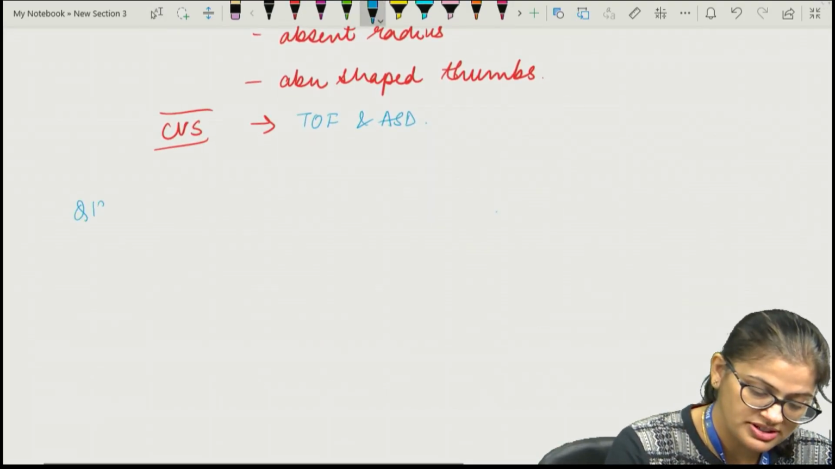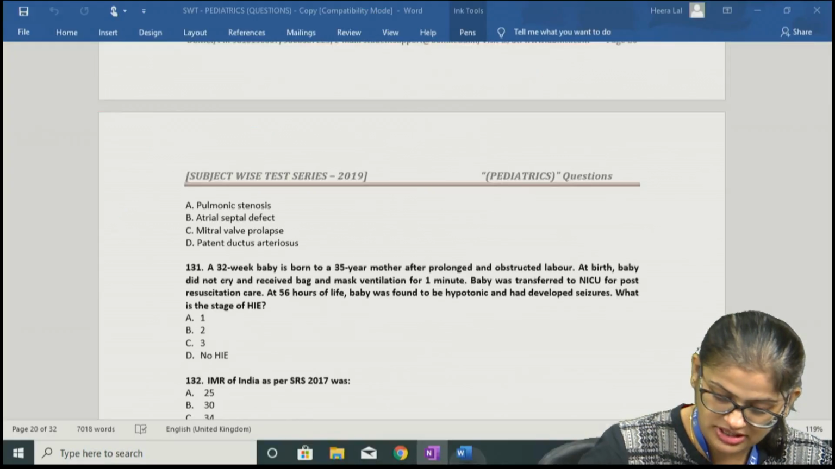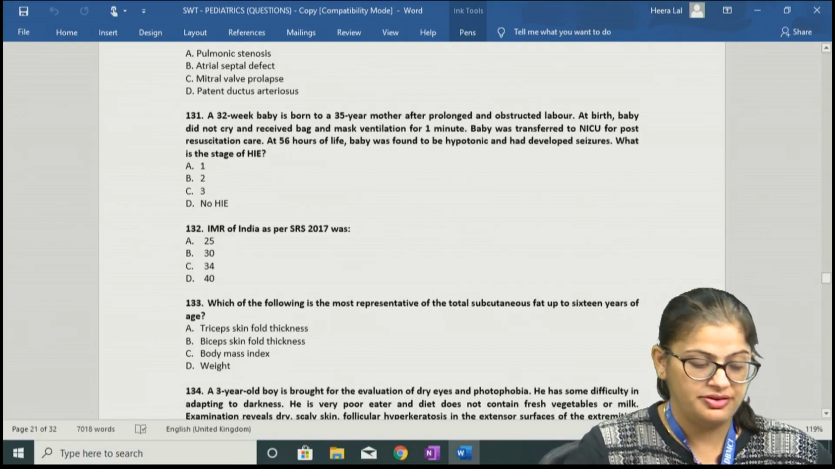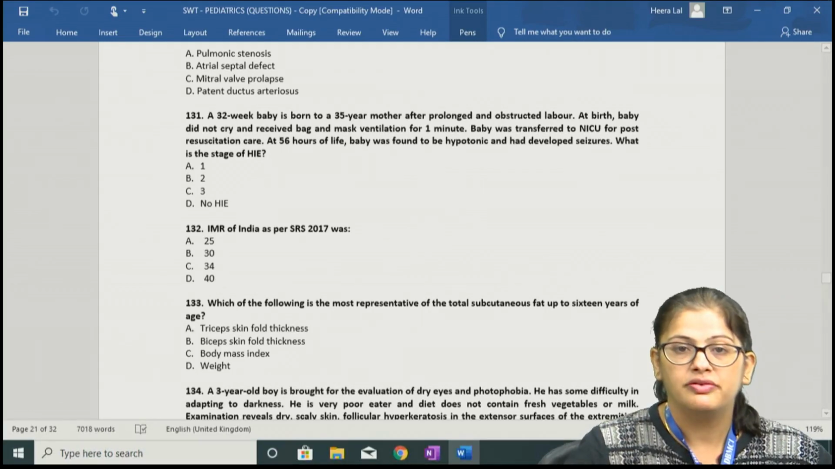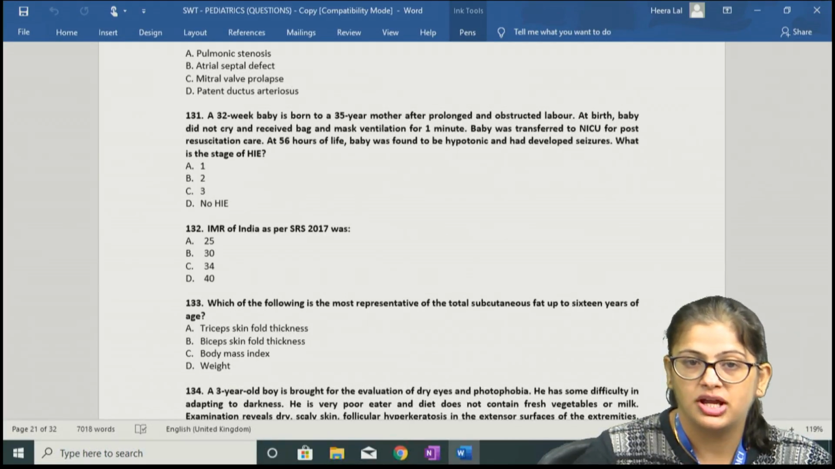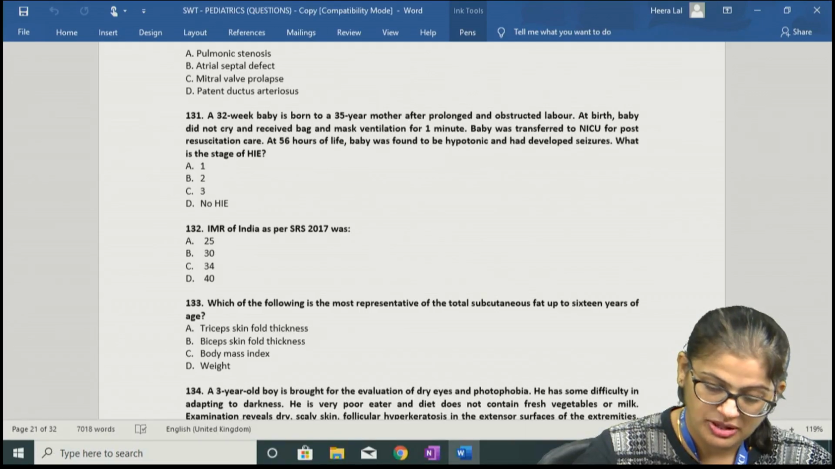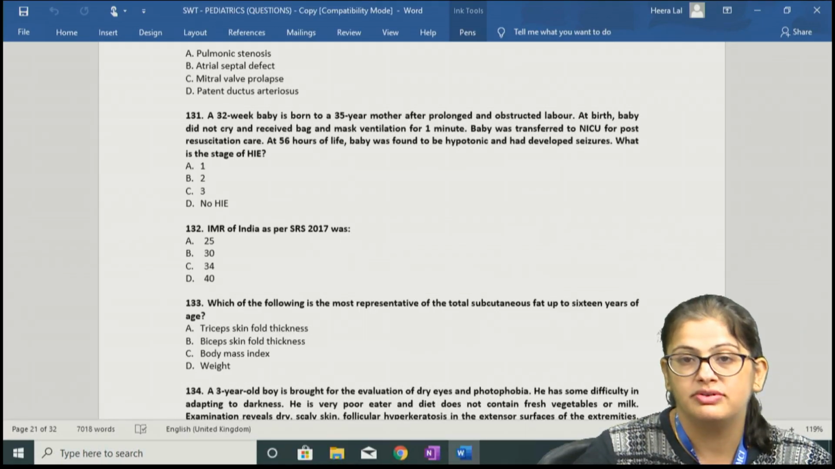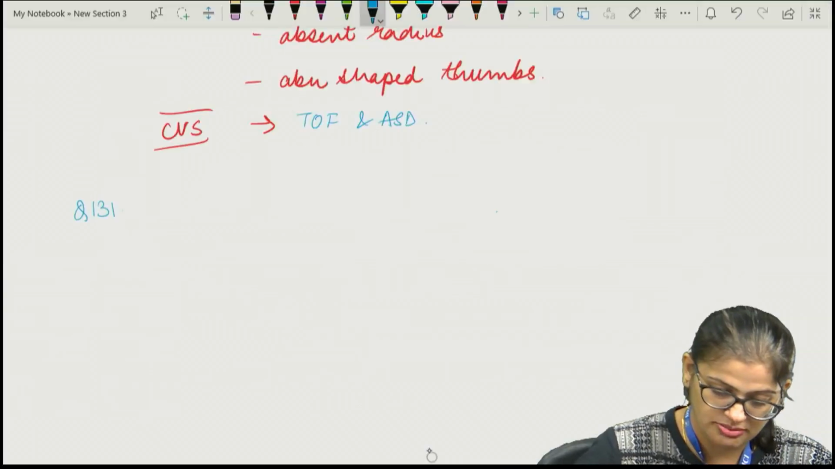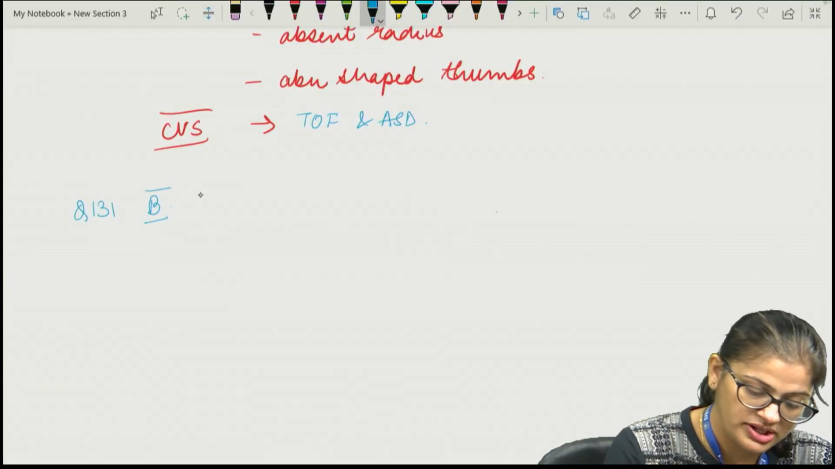So next we come on to question number 131, and question number 131 was, a 32-week-old baby is born to a 35-year-old mother after prolonged and obstructed labor. At birth, the baby did not cry and received bag and mask ventilation for 1 minute. Baby was transferred to the NICU for post-resuscitation care. At 56 hours of life, baby was found to be hypotonic and had developed seizures. What is the stage of his HIE? That is hypoxic ischemic encephalopathy. And the correct answer is option number B, that is he is now in HIE stage 2.